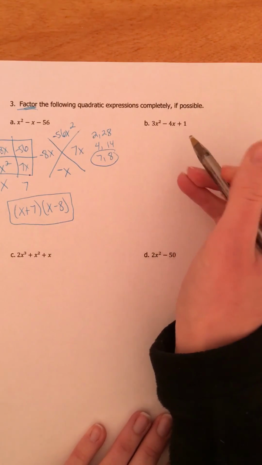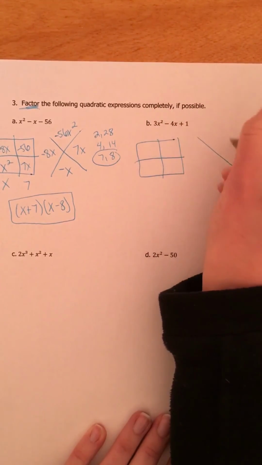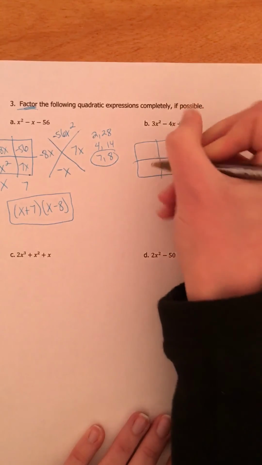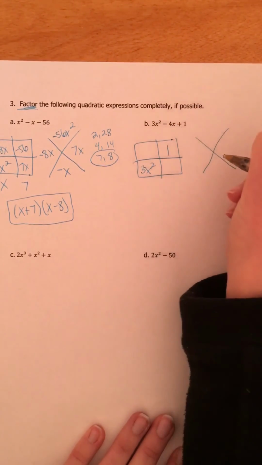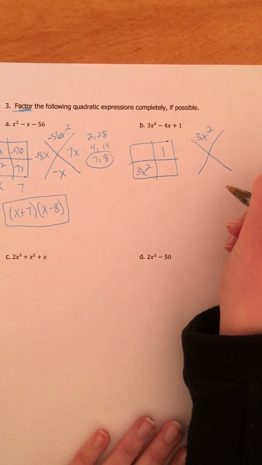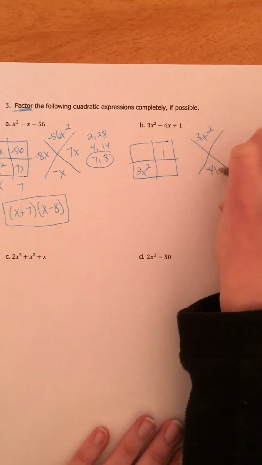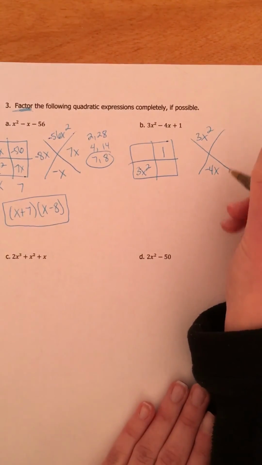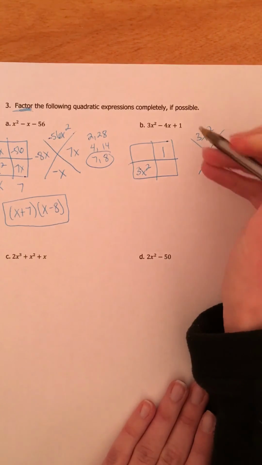They don't all have an x, so I'm just going to do my regular generic rectangle and diamond. So 3x squared goes in the bottom left corner, and this 1 goes in the top right. Multiply those together to get 3x squared. The bottom of the diamond is going to be that negative 4x from the middle. Okay. So things that multiply to 3, but they add to be negative 4. So things that multiply to 3 are only 3 and 1.